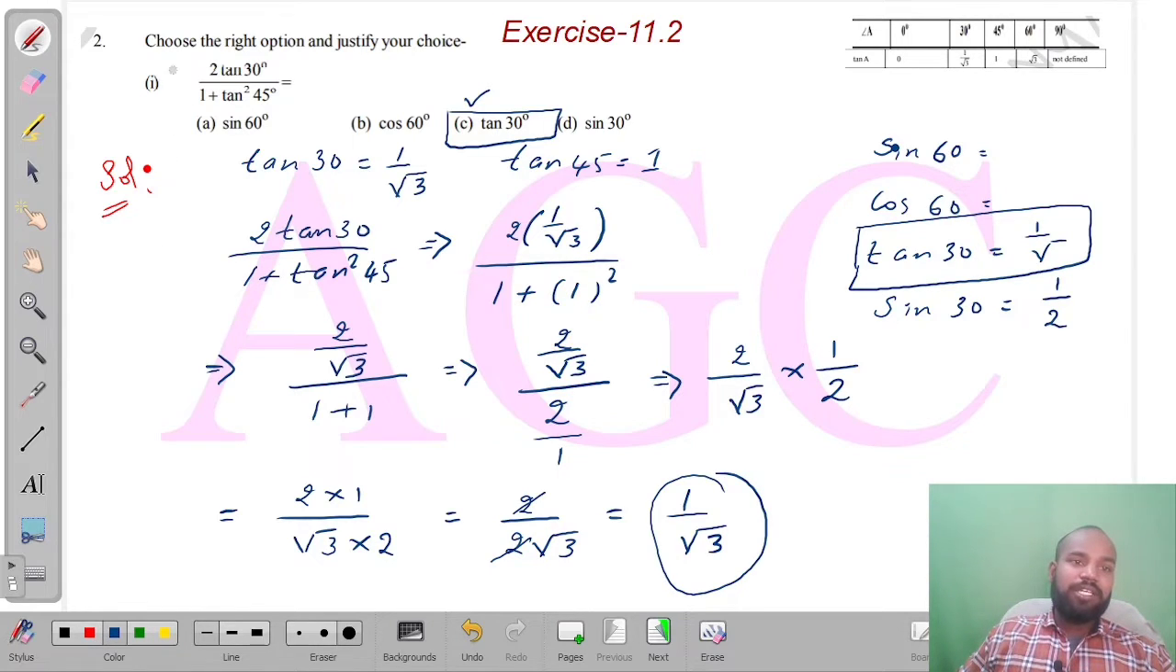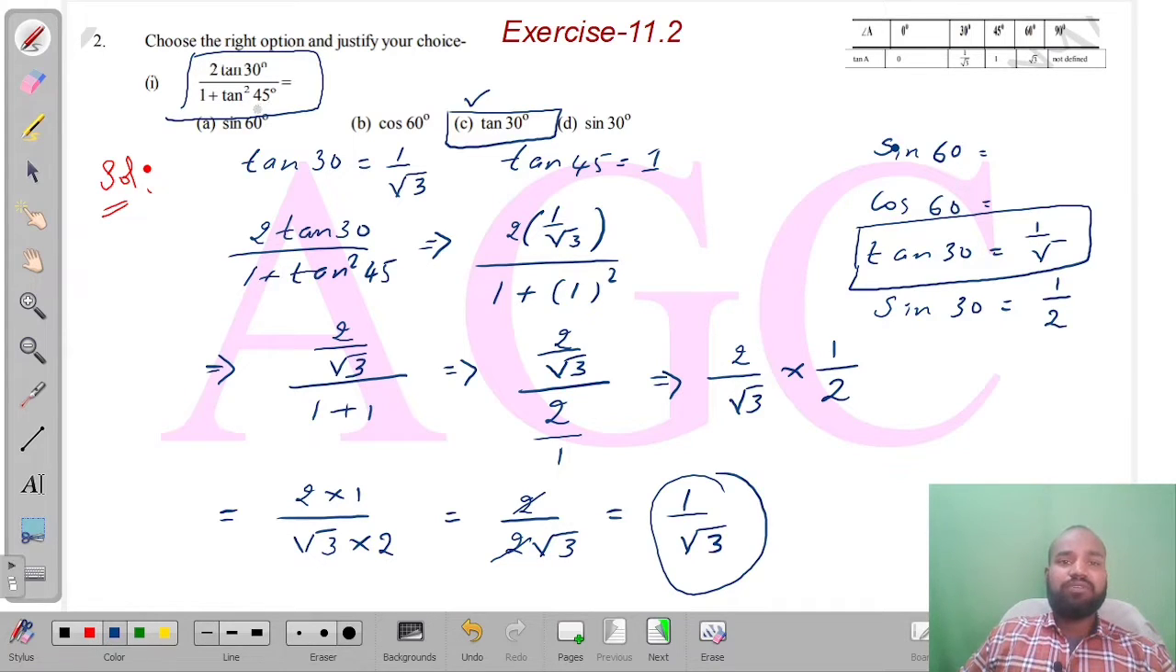So once again I am explaining. See here, one equation is given, 2 tan 30 by 1 plus tan square 45. So we need to substitute the value of tan 30 and tan square 45.